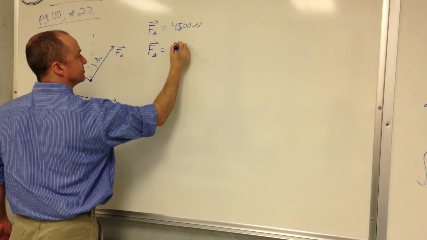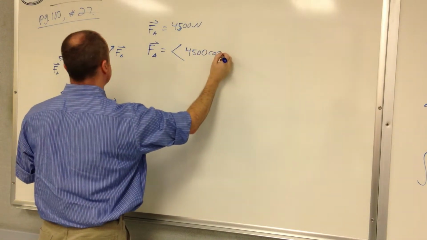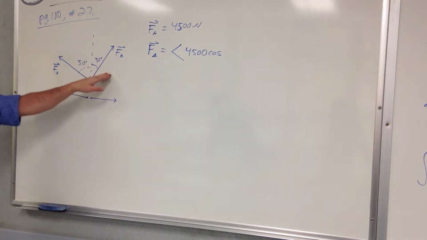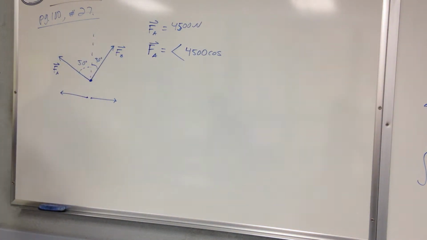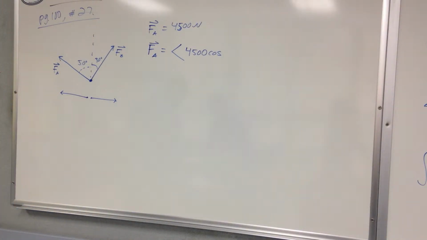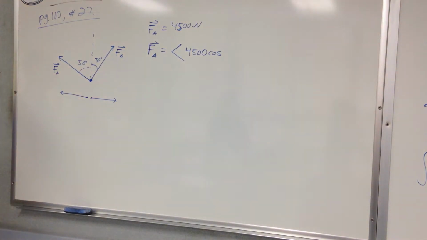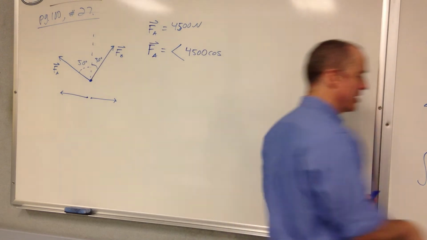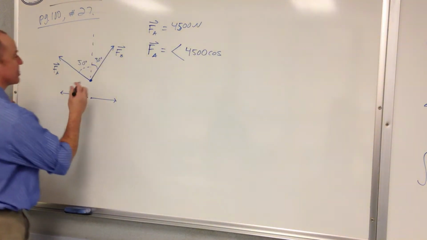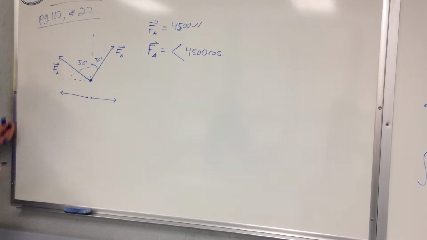Force sub A, if I break it down into its components, it's got 4,500 cosine of what angle? 50. Did they say force of A was 4,500 newtons, going that way? Okay, yeah, 4,500. Is it cosine 50 degrees? No, it's 40. Okay, let me slow down a little here. Tyler just correctly stated that this reference angle will be 40 degrees. And we can use 40 degrees.